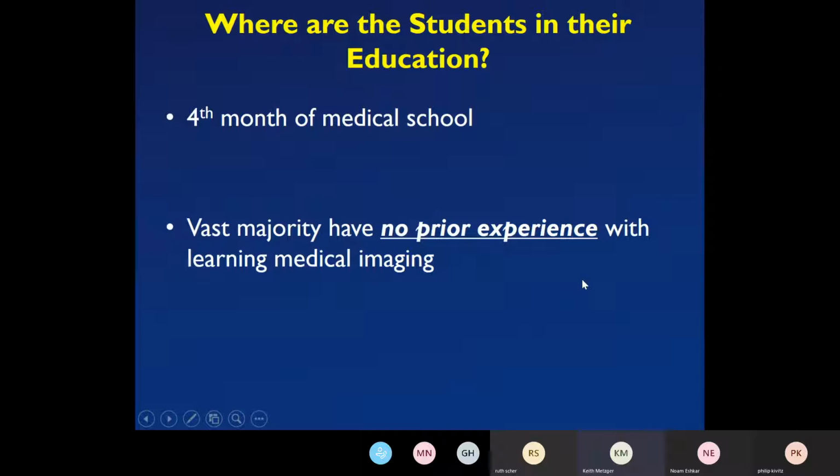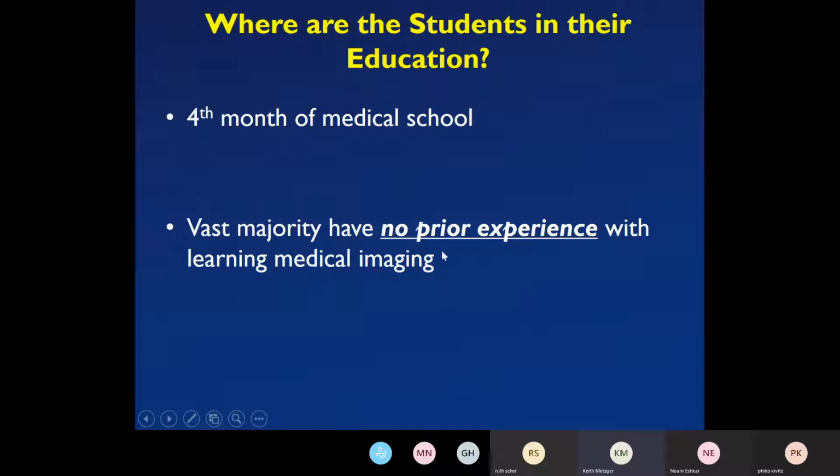Okay, so this is a really important slide, and if there's anything I want you to get out of this session, it's this. I just want you to remember where our students are in their education in medical school. So this is their 4th month, right? They have a long way to go. The vast majority, and I'm just guessing here, but probably 95% have no prior experience with learning medical imaging. They've probably had an x-ray, but they've probably never had an opportunity to take a look at one. It looks like a blur of black and white to them. So really keep that in mind, okay?